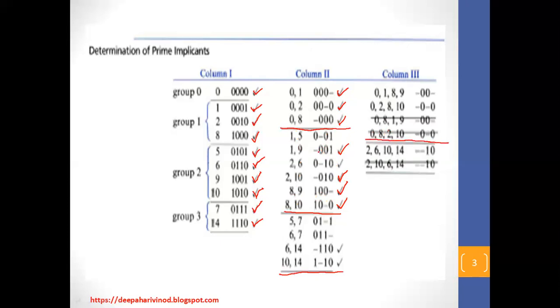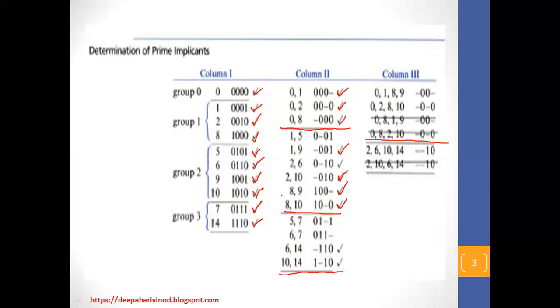Now moving to the comparison of this set with this set. That is this one with this one. Hope you are getting what I am explaining over here. Now start comparing. That is 1, 5 with 5, 7. It cannot be done. 1, 5 with 6, 7. 1, 5 with 6, 14. It cannot be done.